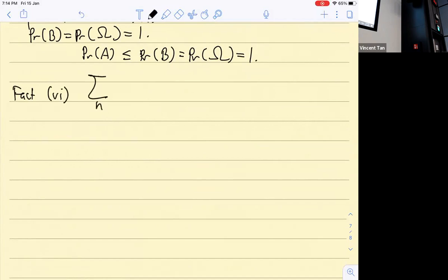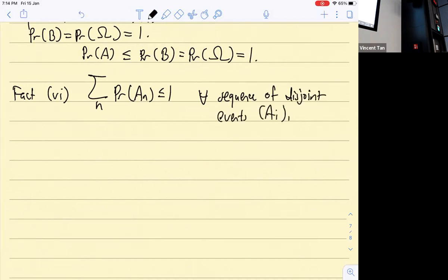Sum over n of probability of A_n is less than or equal to 1 for any sequence of disjoint events A_n. Okay, A_i, A_n mean the same thing. Proof. And this is not so obvious actually, right? Because the probabilities here are non-negative. They could possibly be positive, so you could be accumulating more and more. But then it's still bounded by 1, right?